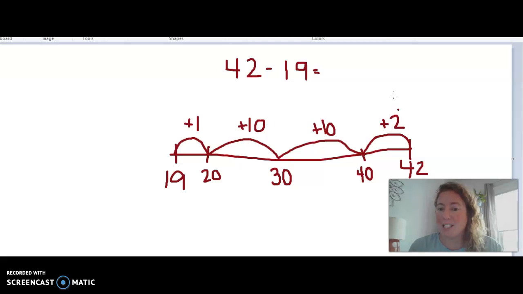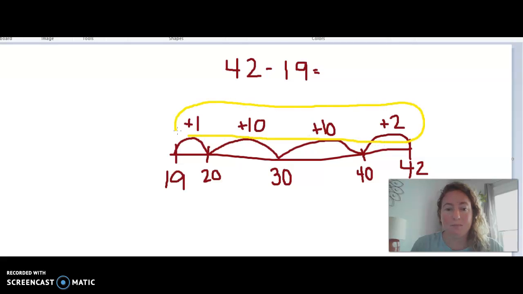To get my answer, I need to count up all of my jumps. I made a jump of 1, 10, 10, and 2. Well, 10 and 10 is 20. 20 plus 1 is 21. 21 plus 2 is 23. So the answer, or the difference, of 42 minus 19 equals 23.